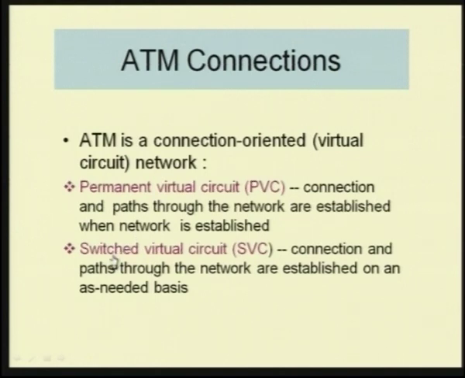On the other hand, we also have what is called a switched virtual circuit, that is, on an as needed basis connections and paths can be established throughout the network. Permanent virtual circuits are suitable for applications where dedicated paths need to be provided, more like dedicated lines, whereas a switched virtual circuit is used whenever we have a network providing some services and those who need the services use them as and when they need it. So, this is used on an as needed basis.